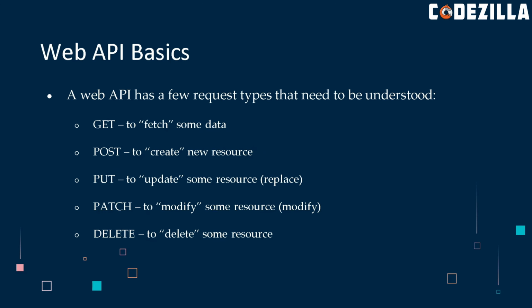Now, first, for a few web API basics, we will have to learn about a few request types. There are 5 of these right here: GET, POST, PUT, PATCH, and DELETE. GET is to request some data from an online resource. POST is to create some new resource on the server. PUT is to update some resource. PATCH is to modify some resource. PUT and PATCH are usually almost the same, but not completely; it's mostly the same. DELETE is, obviously, to delete some resources.